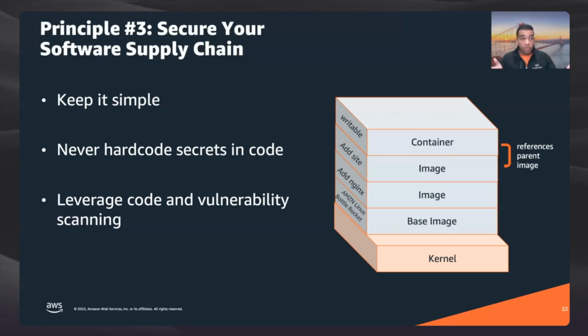Finally, leverage vulnerability scanning. A lot of times you're running open source software, and you want to make sure that there are no vulnerabilities in the code that you're deploying in your cluster. So leverage code and vulnerability scanning. Do this as part of your build pipelines. Scan dependencies as well, and make sure you keep those dependencies up to date. There are some great partner solutions that provide vulnerability scanning, and Amazon ECR, our container registry, supports vulnerability scanning. So leverage these capabilities to scan your container images.